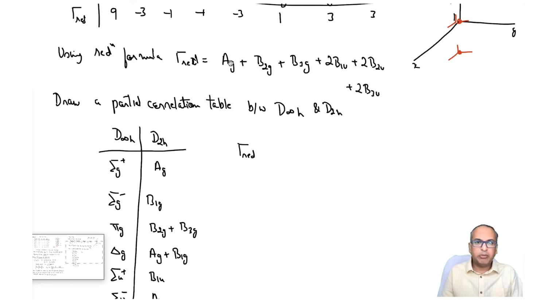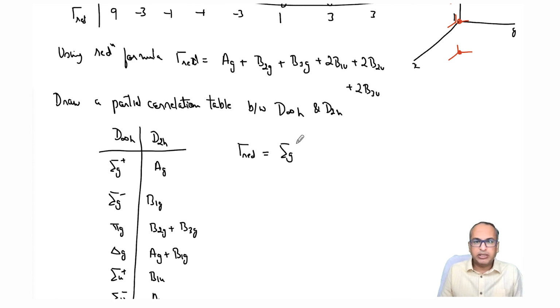So if I correlate back Ag to the irreducible representation under D infinity h, I have got sigma g plus, B2g and B3g together is pi g. So you have pi g. Now again you see that this is a 2D representation and these are two 1D representations, right? So there is a degeneracy which is being lifted when you go from D infinity h to D2h. Okay, so this is done.